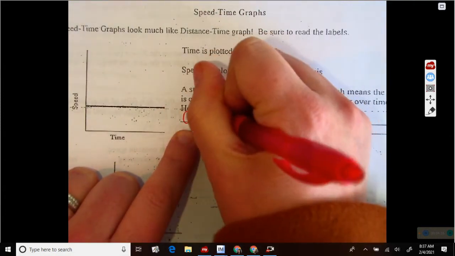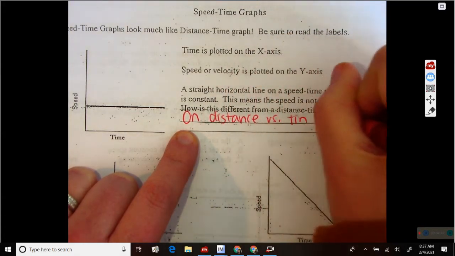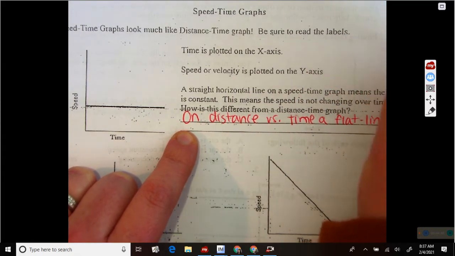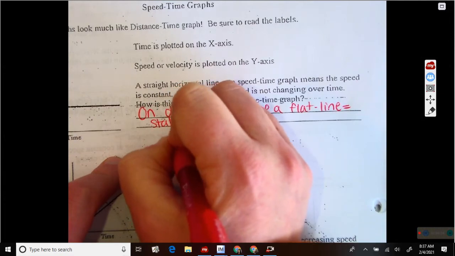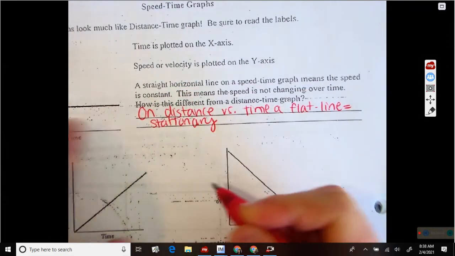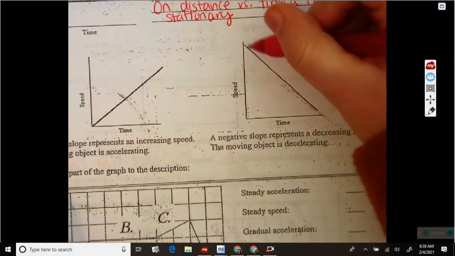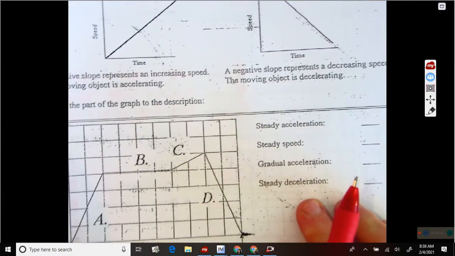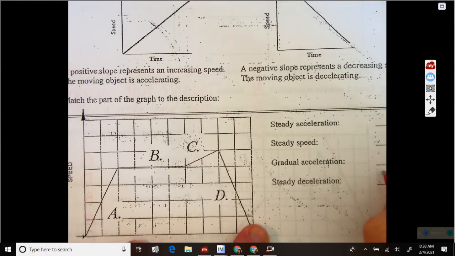On a distance versus time graph, a flat line equaled stationary. But on this one, it equals constant speed. So if our speed is increasing, that means you're speeding up. If we're going down, our speed is decreasing. So if your speed is increasing, you're accelerating. If your speed is decreasing, you're decelerating. So there's only one line on here where it's decreasing, and that's D. So I know that's going to be deceleration.